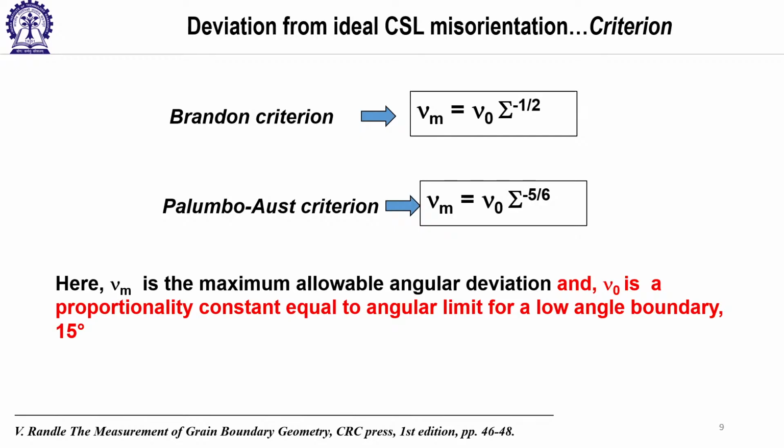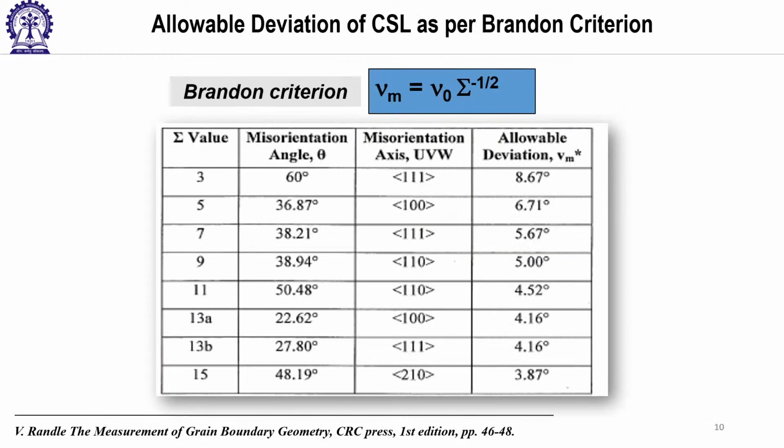So this proportionality value will be 15 degree. So you know the equation now, this is equal to 15 degree times sigma to the power minus half. For any boundary, for sigma 3, put the value sigma is 3 and calculate. So it will be 15 into 3 to the power minus half. What will be the value? Approximately 8.69 degree. So that is the amount of deviation you can allow, 8.67 exactly.